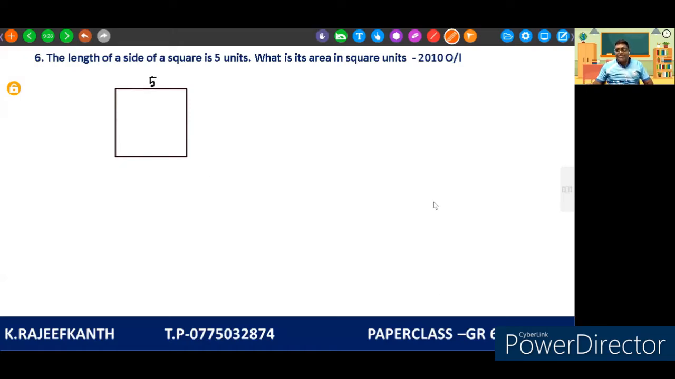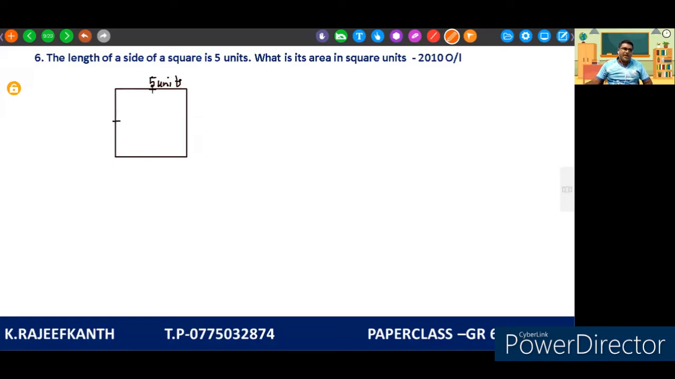Here they didn't give the units, meter or centimeter or whatever it is. They are saying 5 units. So we can't write meter or centimeter, we have to write 5 units. This is then the length of one side, 5 units. Now what is its area in square units? Now we have to find the area of this square.